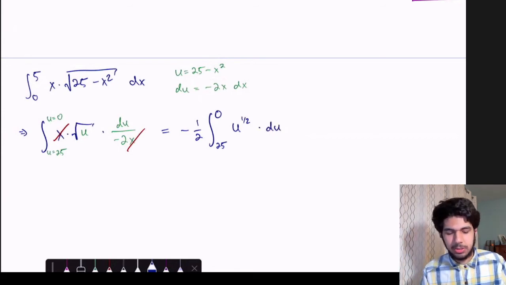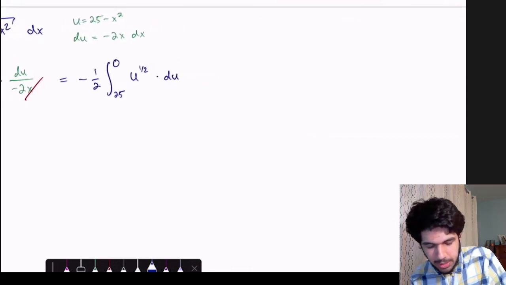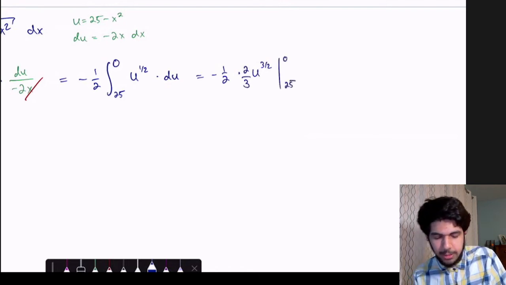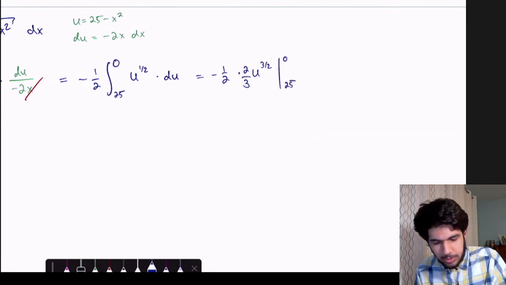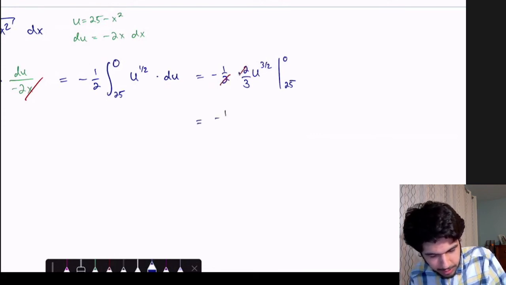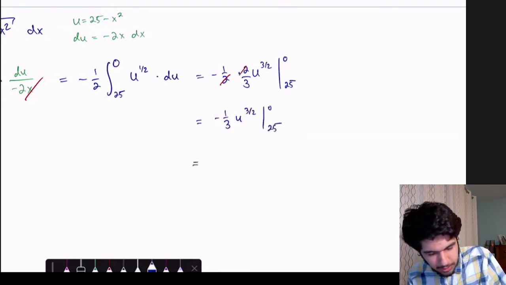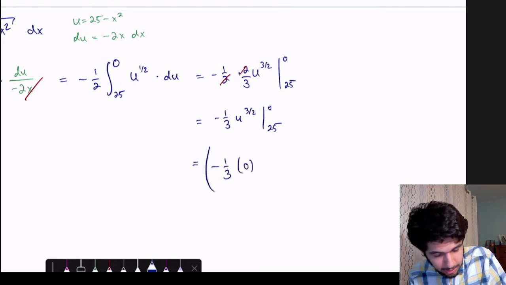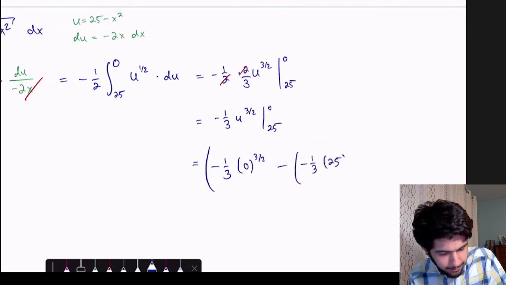And this we can handle. So this will just be a simple power rule. So negative 1/2 times u to the 3/2, and then we have to divide by 3/2, which is the same thing as multiplying by 2/3. We're evaluating this from 0 down to 25. Okay, so this 2 cancels with that 2, which is really nice. We're left with negative 1/3 u to the 3/2, and let's just plug it in. So this would be negative 1/3 times 0 to the 3/2 minus negative 1/3 25 to the 3/2.